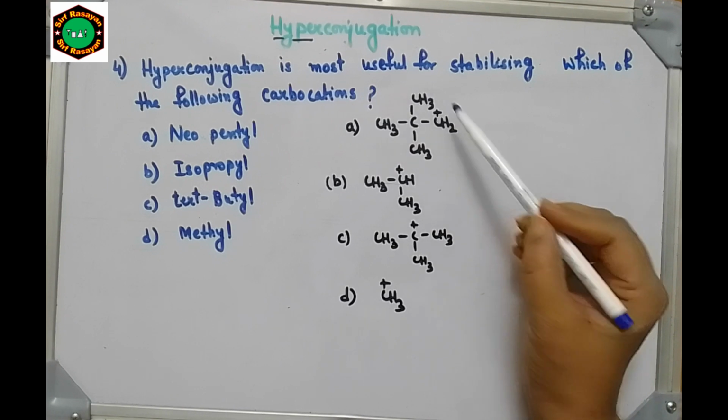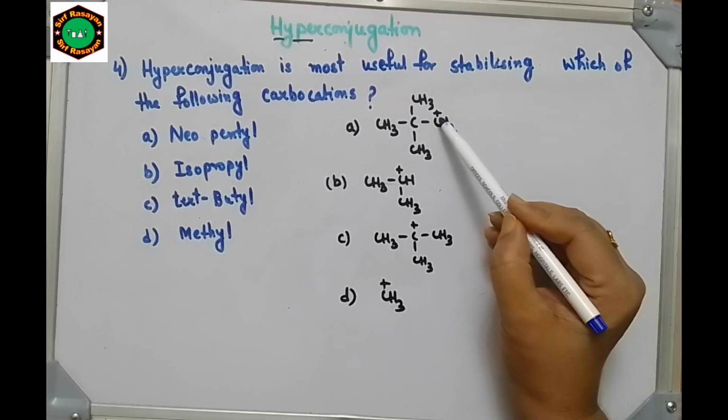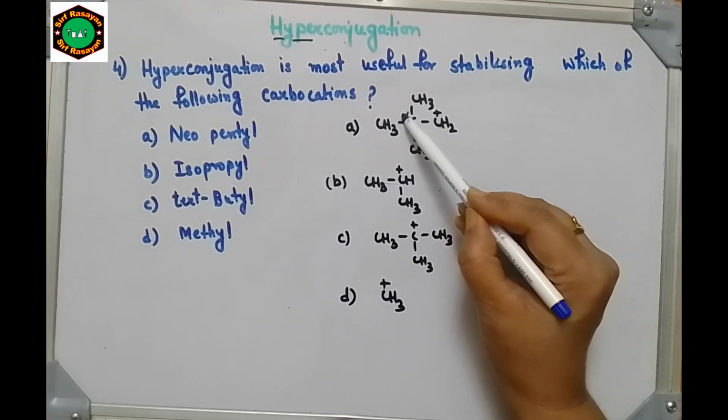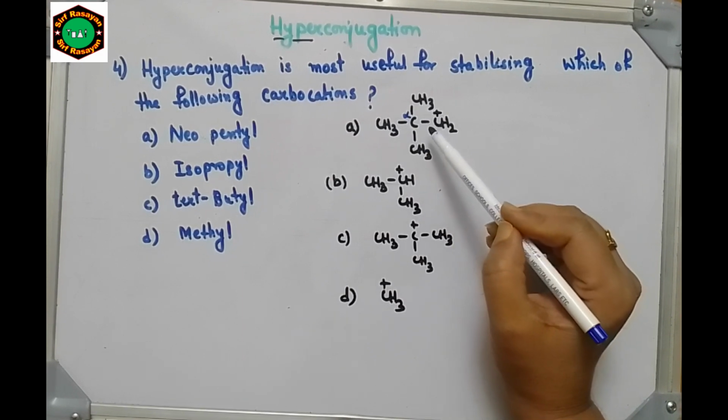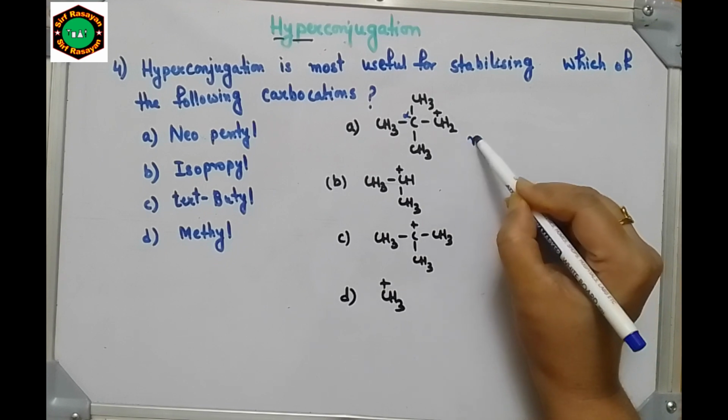Now see, this is the neopentyl carbocation. With respect to this carbocation, this is the alpha carbon. With this carbon, 3 CH3 groups are attached, and no hydrogen is there. So there is no alpha hydrogen.